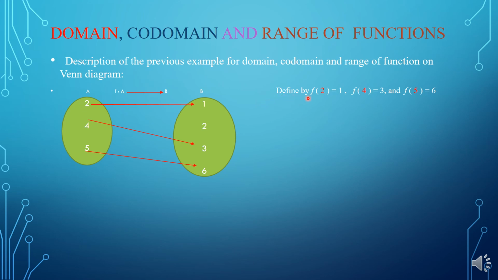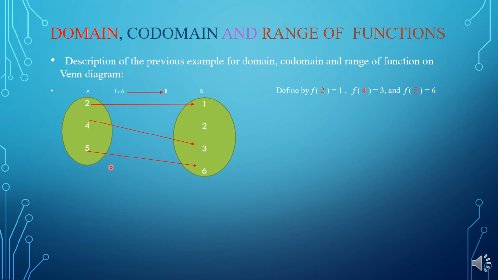This is already given in the question and your book. The function is defined by f of 2 is equal to 1. Look at this: 2 is our input and the output is 1. This is the output, or we can say the image. 1 is the image of 2. So for 2 our image is 1. When we put 4, the function gives us 3. When we put 5, the function gives us the output 6.